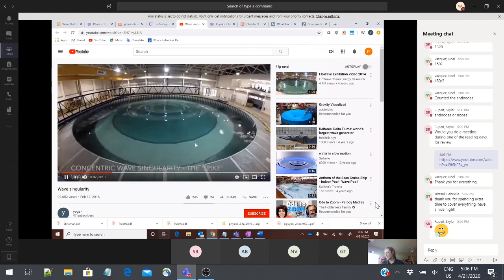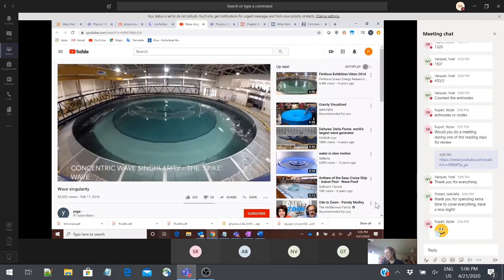Ooh, this is cool. This is 2-dimensional standing waves. Cool.